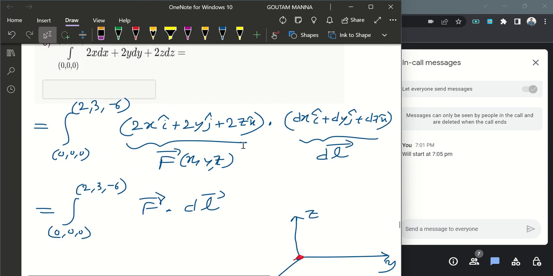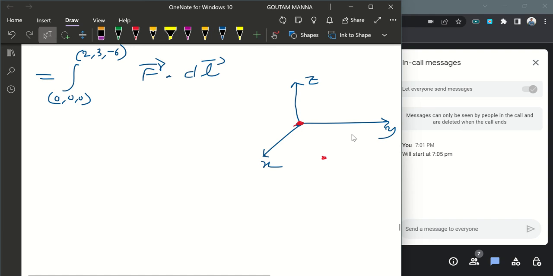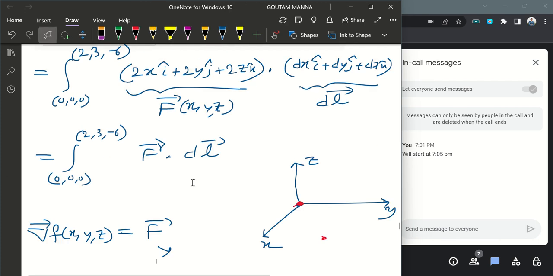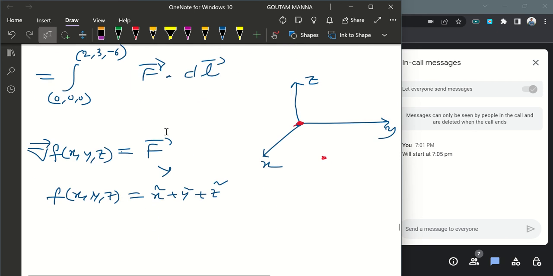So why are we not given any specific path? It's because the force field is conservative. To check for a conservative force field, one way is to find a scalar function f of x y z such that its gradient is this vector field, then the field is conservative. For this problem we can easily find this scalar function: f of x y z is x square plus y square plus z square. If you take the gradient of it, you will get this f.